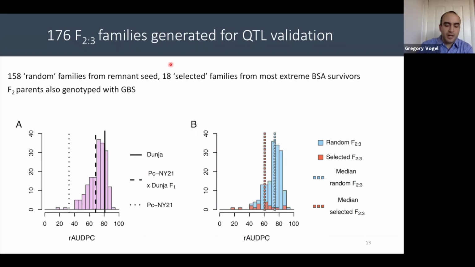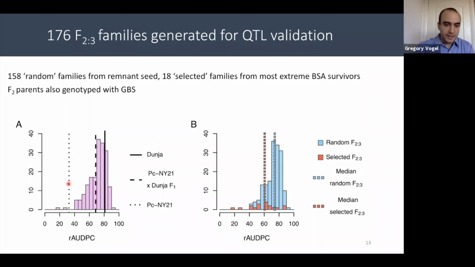The F2 parents of these F2:3 families came from 2 different cohorts of individuals. 158 of them were from remnant seed of this population, and I'm calling those random families. And then 18 of those F2 parents were the F2 individuals that were the most extreme survivors of that 14,000 plant bulk segregant analysis screen. So these were the only seedlings that were still alive around a month after inoculation and that survived to produce viable seed after being self-pollinated.